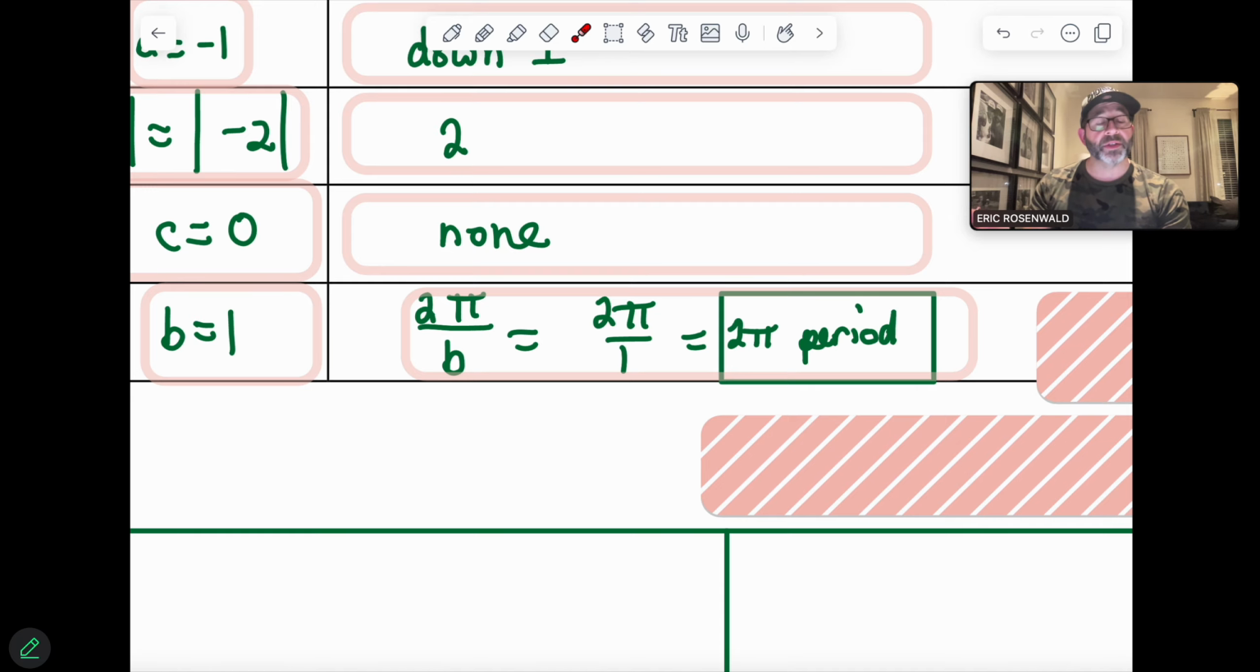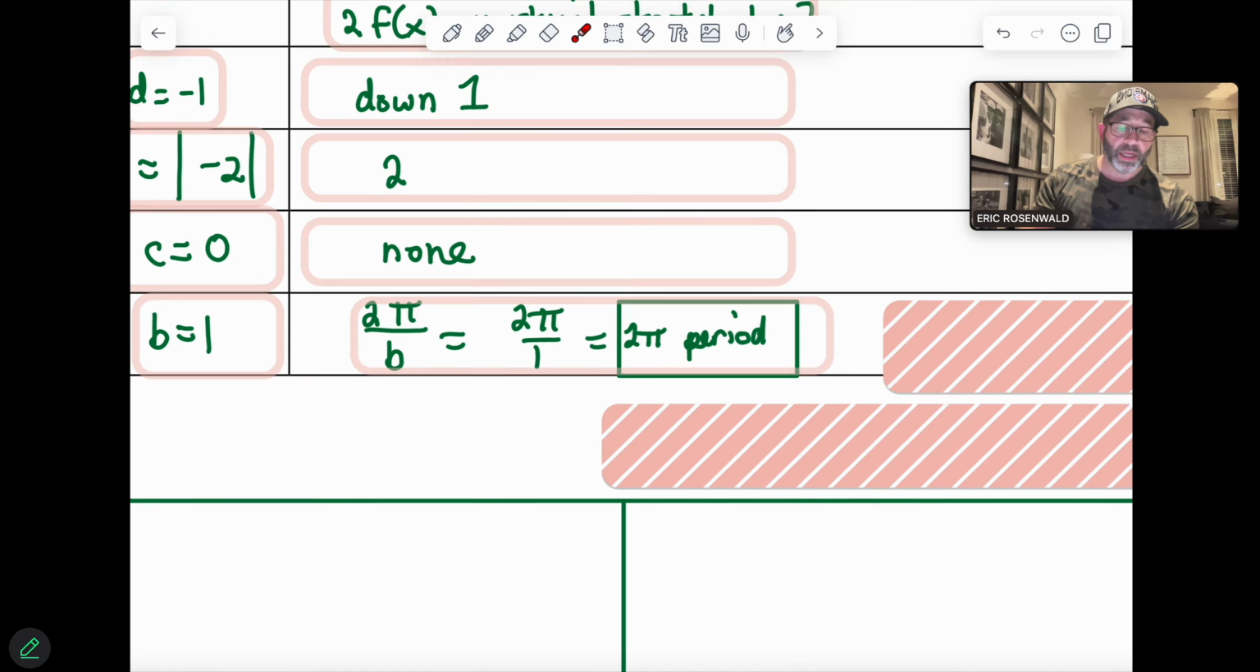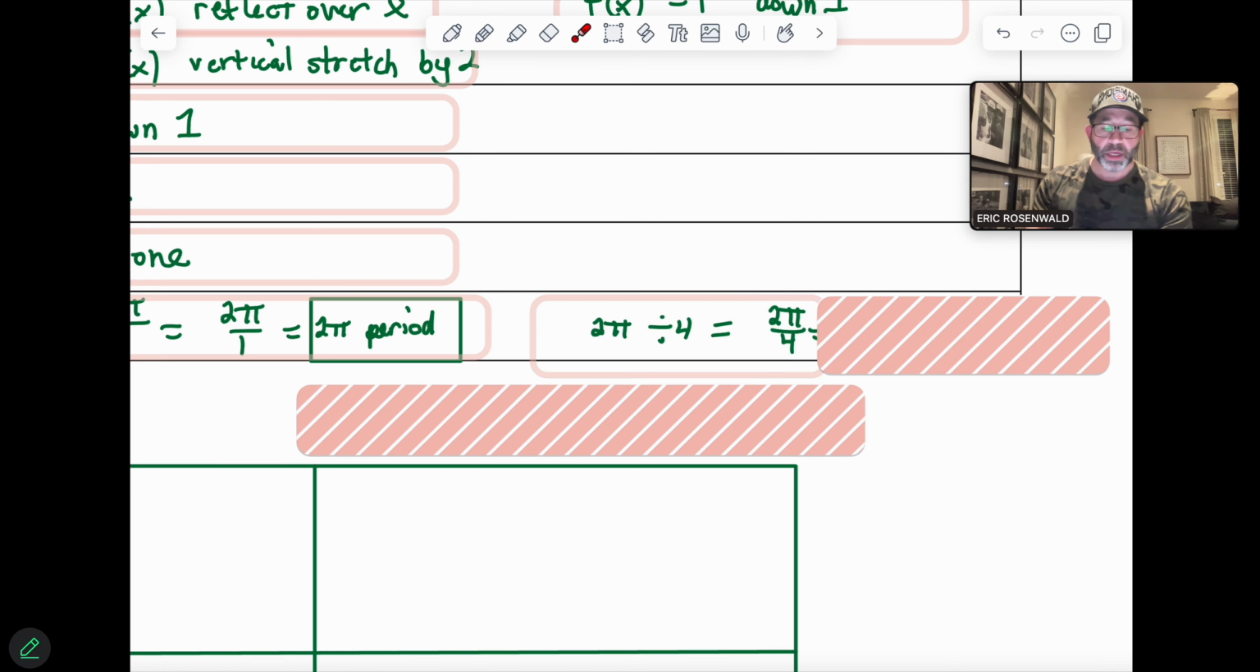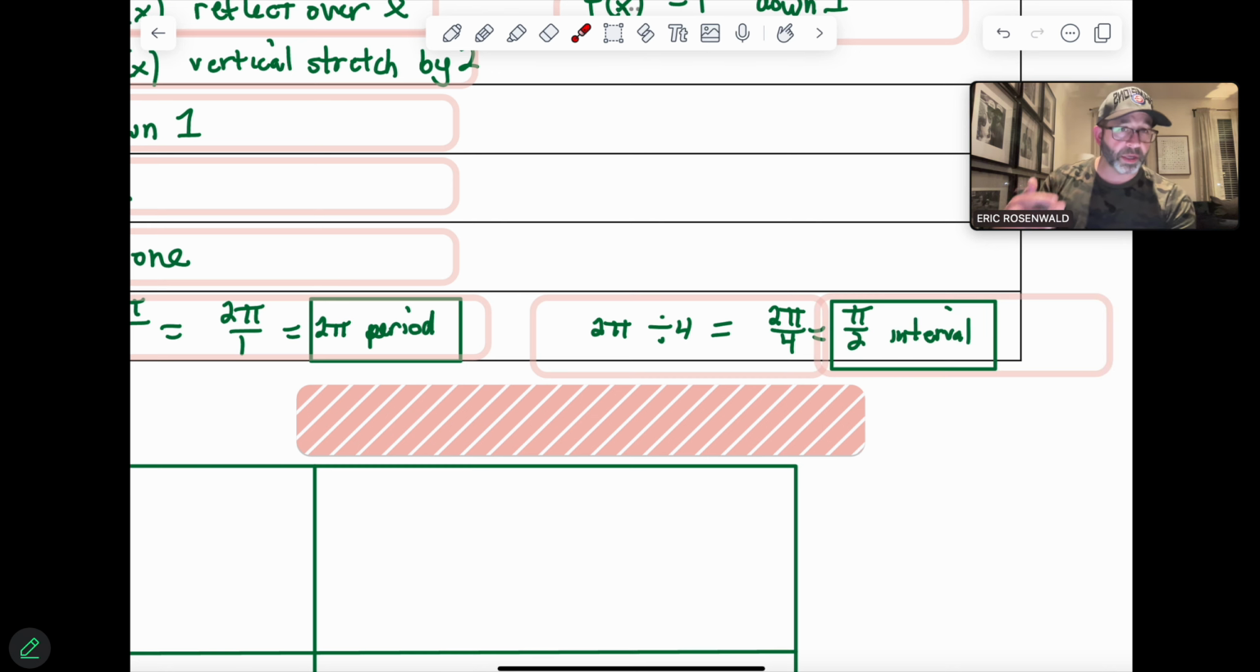So the period for this is that the whole sinusoidal function is going to take place over 2 pi. Now, in order to get the interval that we're going to be increasing by as we move along the axis here, we're going to be taking 2 pi and breaking it into 4 equal parts. So we take the 2 pi, break it into 4 equal parts, do 2 pi divided by 4, and remember this means we're incrementally increasing by pi over 2. That's just 1/2, because 2 over 4 is 1/2.